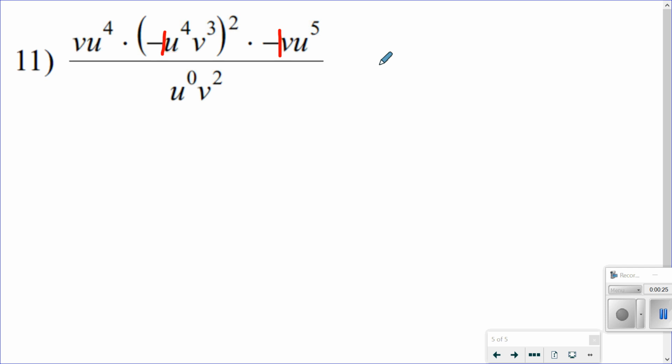Okay, so next thing I'm going to do is clean up this power of 2. So everything inside here has to get this power of 2. The rest of the problem is going to stay the same for right now while I clean this up. So this is going to be v u to the 4th. And then since that -1 is there, I'm going to keep it in parentheses, because if I don't, I'm going to lose a sign going through.